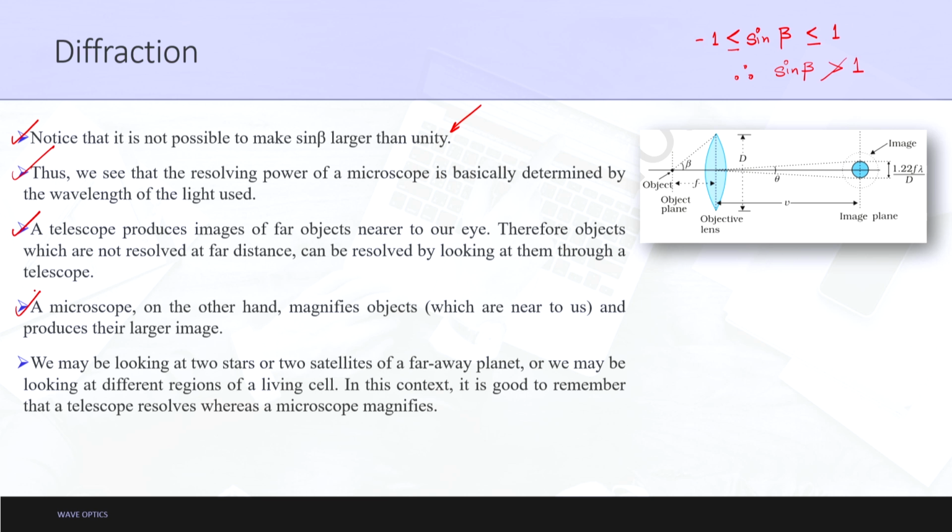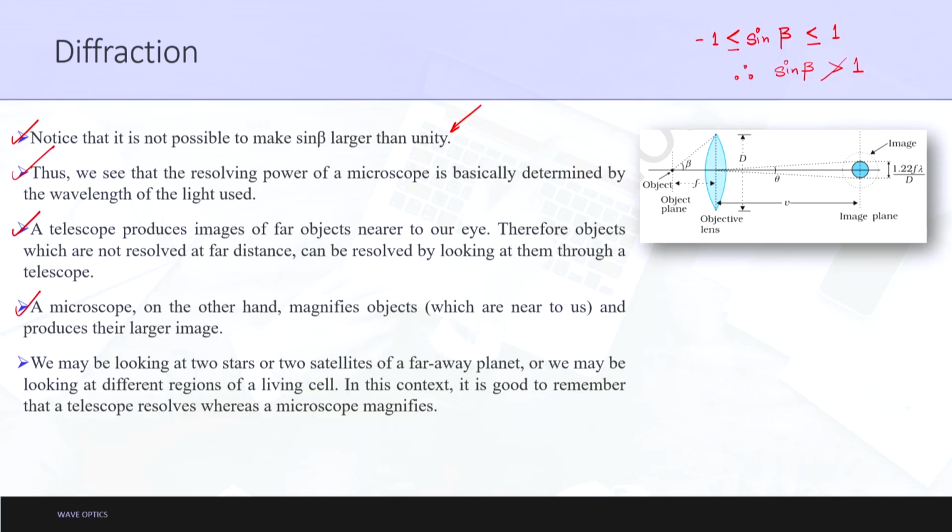What does a telescope do? Please be clear on this concept. So what does a telescope do? A telescope brings the image of a far object near to us, and what does a microscope do? It magnifies the image. It does not bring the image back, it just magnifies the image which is already near to us. So the main application of a microscope is magnification, and the main application of a telescope is just to bring the image near to us.